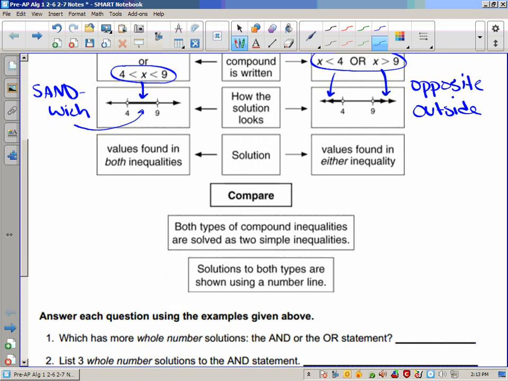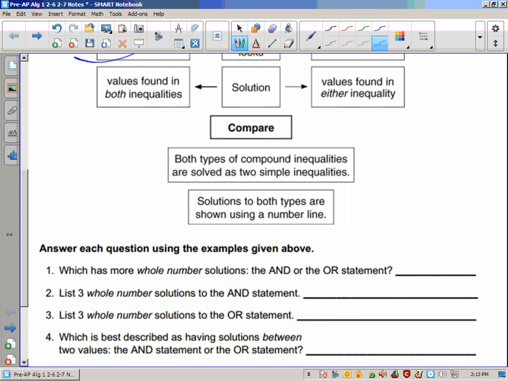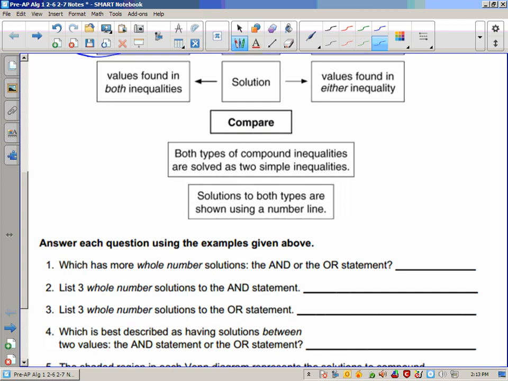Solutions for and are found in both inequalities. That's what I was talking about with overlap. And with or, they're in either one. You won't find a value that's in both, that's less than 4 and also greater than 9. It's either or. So you can write both compound inequalities as two simple inequalities, but and most of the time, again, is written joined, where the smaller number is on the left, bigger number on the right, x in the middle.